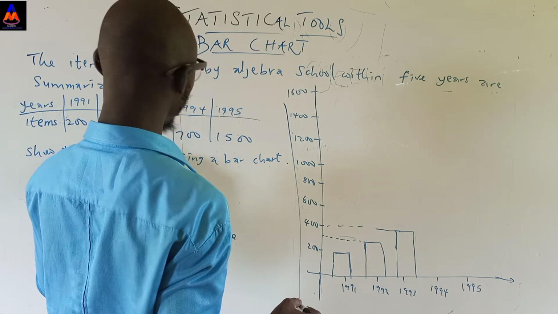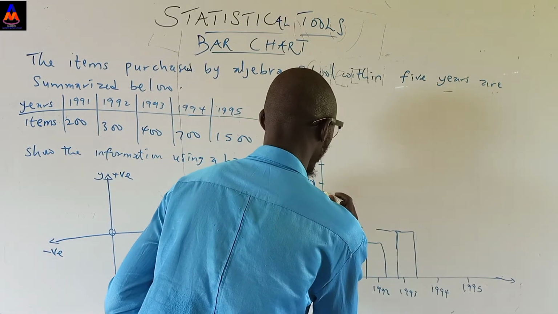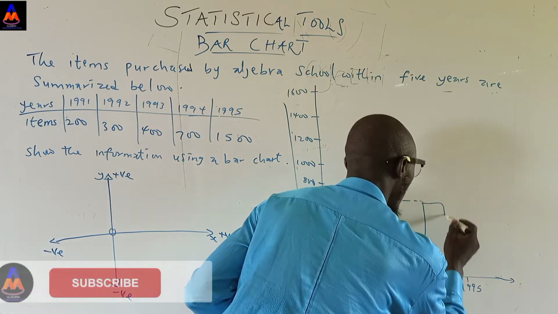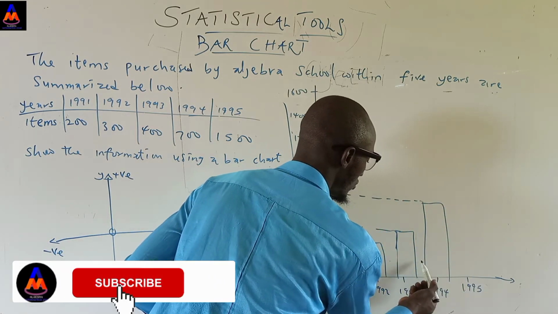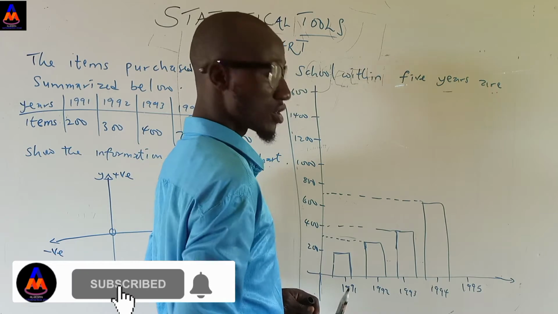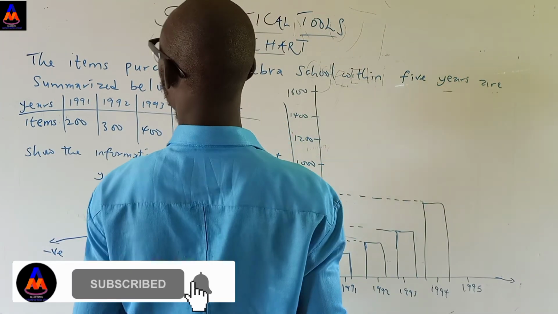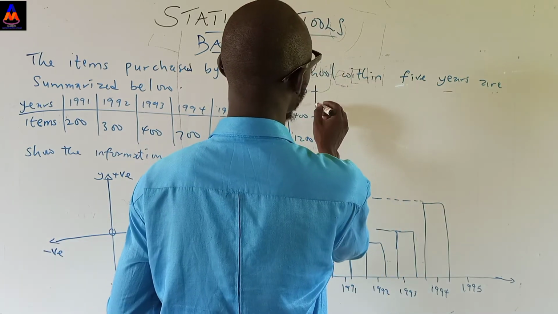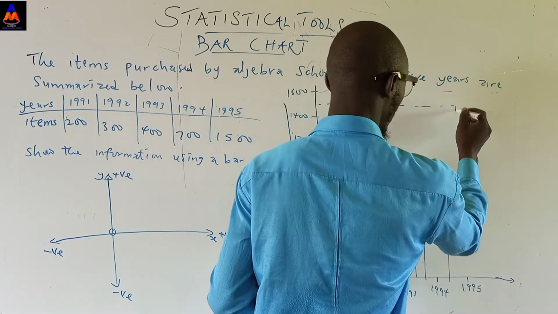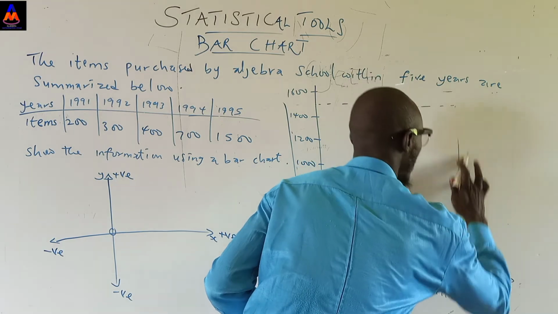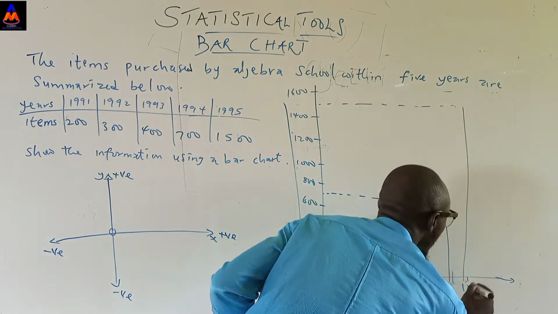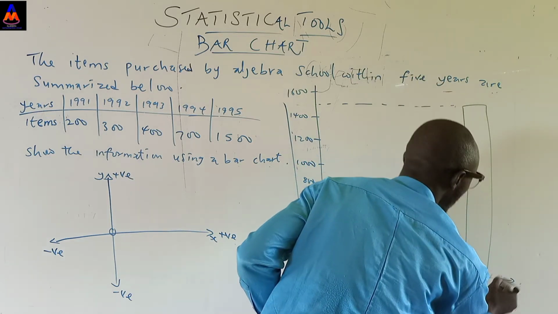So the next one is 700. 700 will be in between 600 and 800. So we have it represented. The distance between each of the bars must be equal width. That's the definition of a bar chart. Then the last one is 1500, which will be in between here. Sorry, the distance will be the same. I'm trying to represent this as much as I can. The distance will be the same.